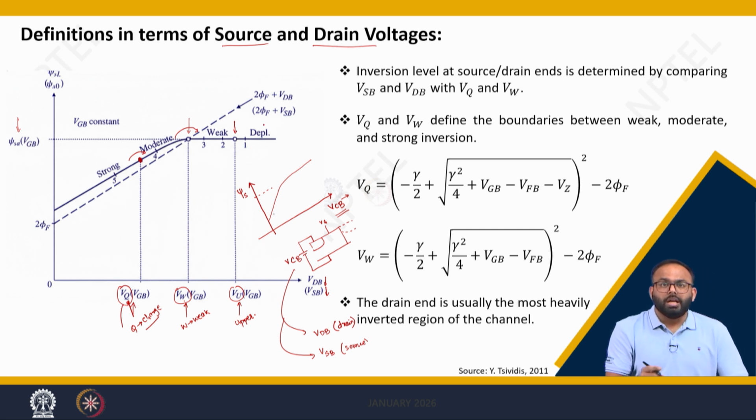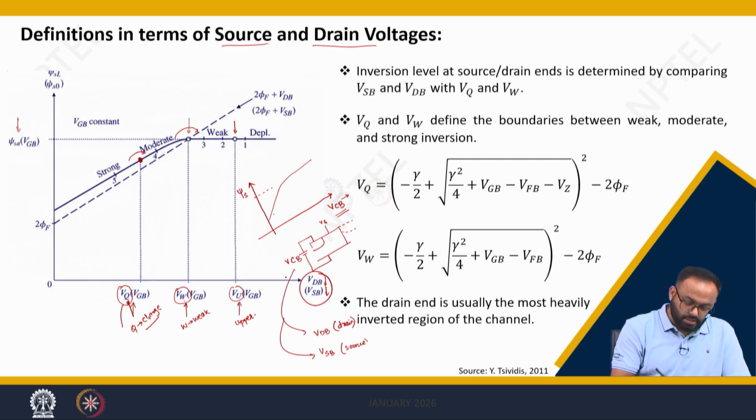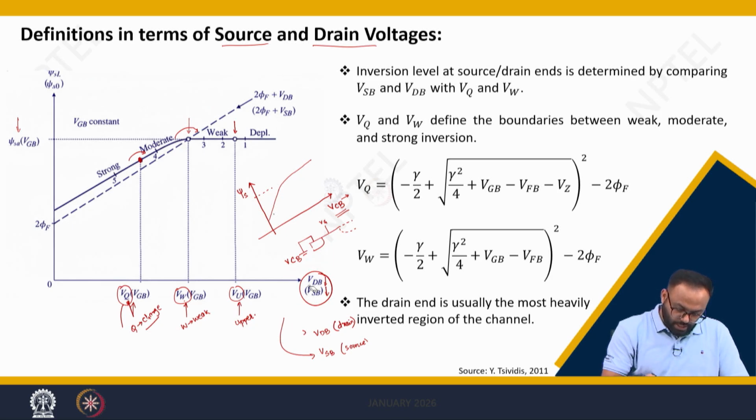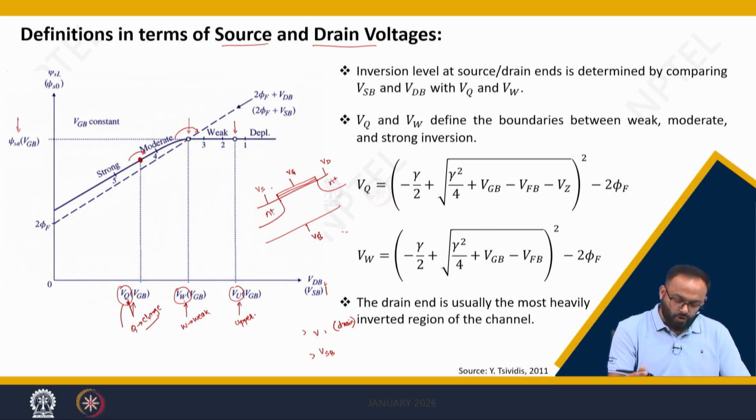I can define the region of operation, in the sense whether my MOSFET is working in strong inversion, weak inversion or moderate inversion, by applying terminal voltages. So let me clear this. Again I am redrawing the MOS structure: this is the source Vs, this is the drain Vd, this is the gate voltage Vg and this is the body voltage. So all the analysis here we are doing considering the body as a reference.